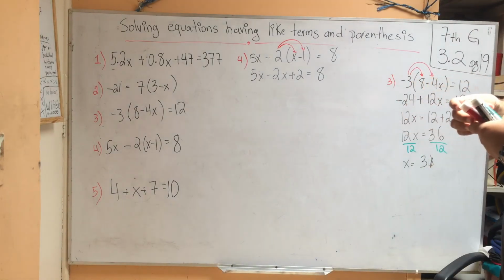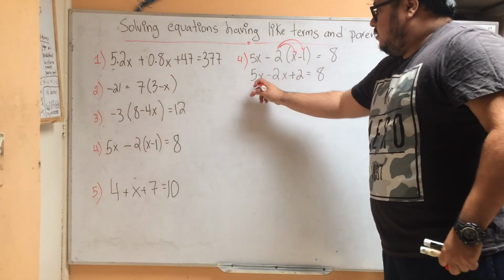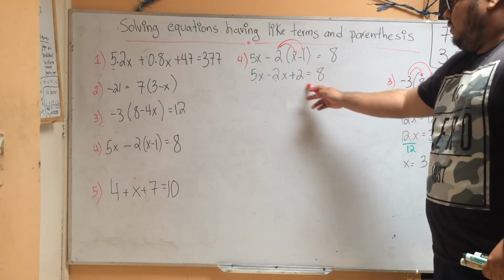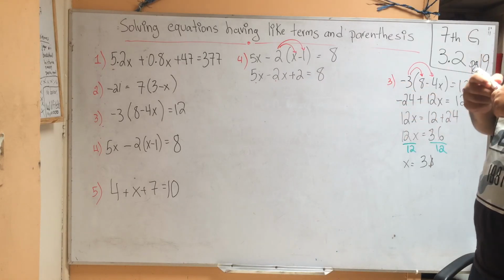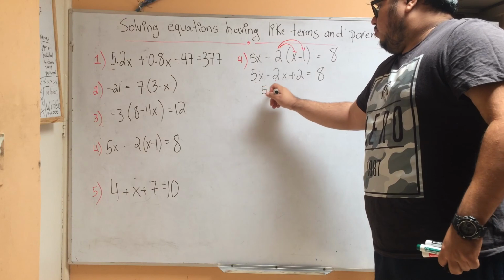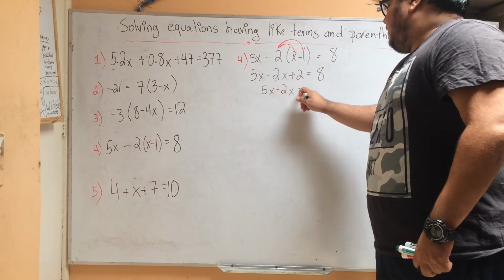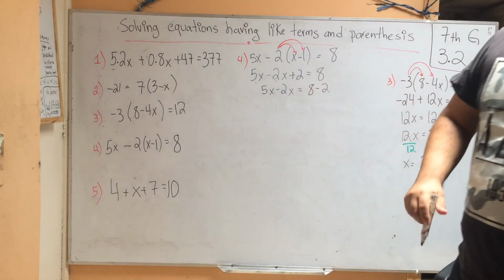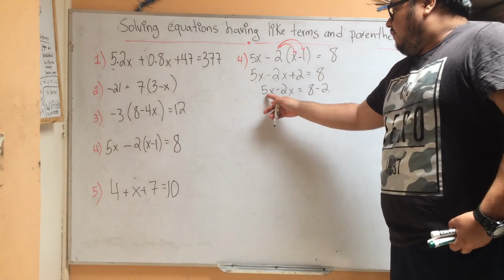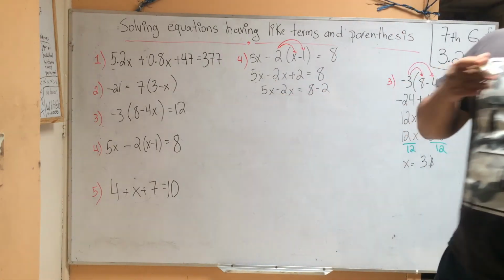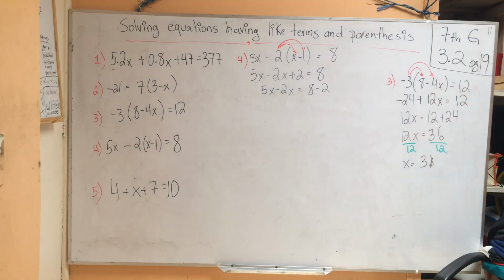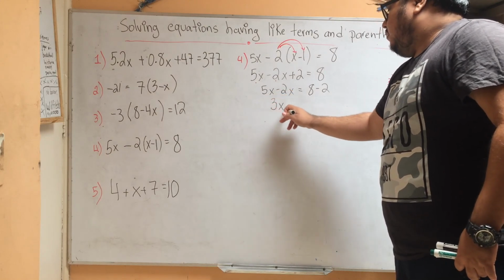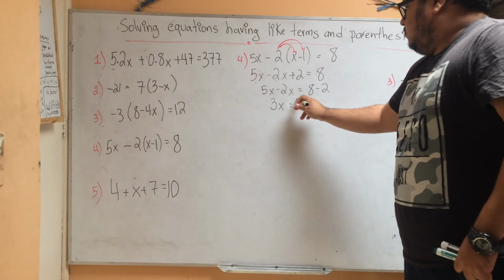And now that we have them, we're going to group them. These ones are similar, so they stay on this side. And this number is by itself, so we need to move it to the other side. And when we move it, it's going to change the sign. So right now we're only grouping, I'm not solving yet. See? This 2, I move it to the other side, negative. Now we can solve 5x minus 2x. They are similar, so we can add or subtract them. This one is 5 minus 2, 3, so 3x. And 8 minus 2, 6.